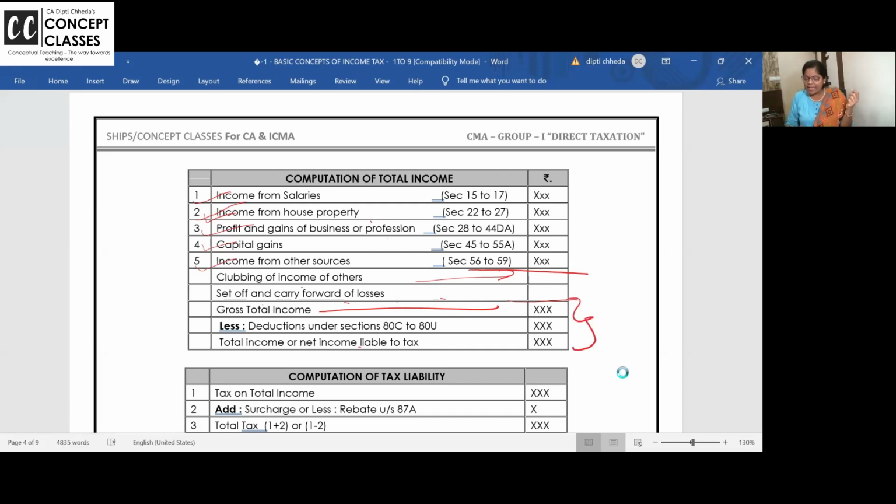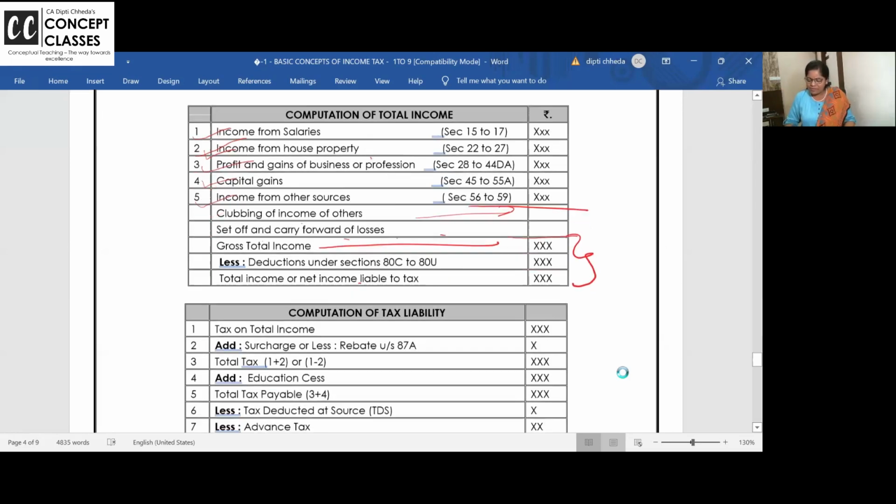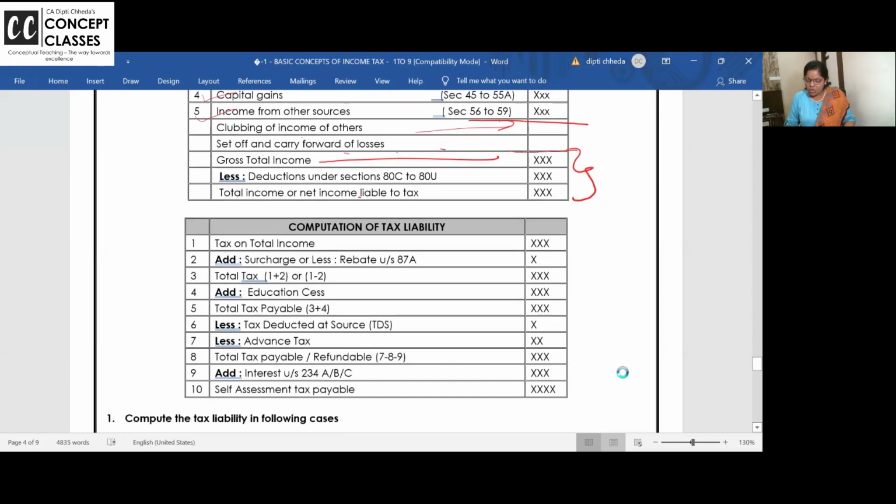Please, these are the names of the chapters which will go for 440. Just make yourself comfortable with these terms. That's it. On total income, pay tax, add surcharge or less rebate. On the balance tax, add ESES. Is this clear to all of you? On tax payable, less TDS. Now, TDS and advance tax are a kind of tax which you have already paid to the government earlier. And on balance tax, if you pay late, you have to pay interest.